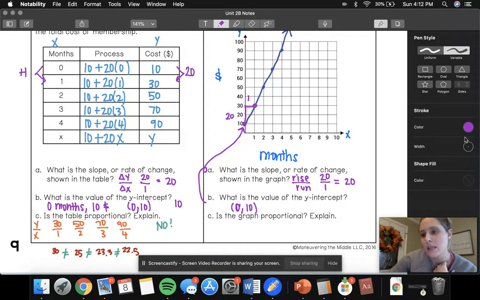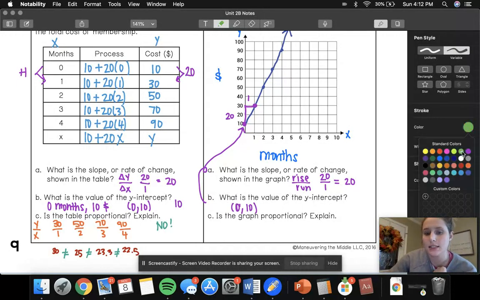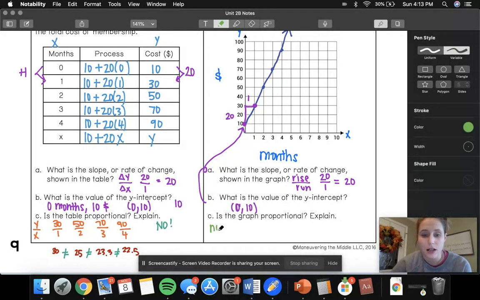Okay. Then the last question says, is this graph proportional? Explain. So 2 things have to happen for something to be proportional. First, it has to be a straight line. So it is a straight line. It is constant. It has a constant rate. But the second thing is it has to start at 0. And if I look at this, it doesn't pass through the origin. So no, this is not proportional because it does not pass through the origin.